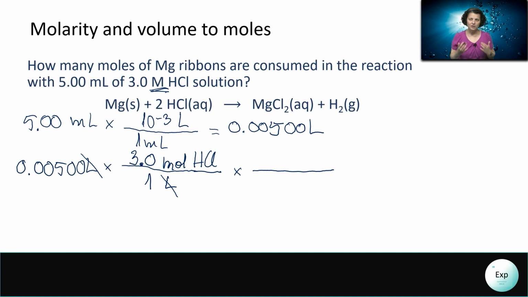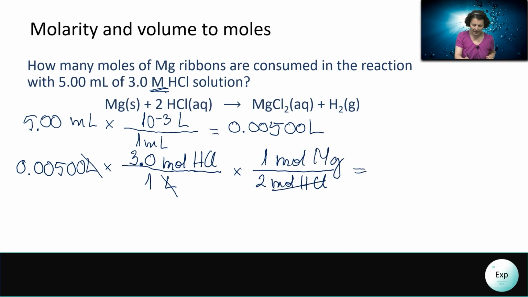Then we go back to the interpretation of the chemical equation. Every time we consume 2 moles of hydrochloric acid, we also need to consume 1 mole of magnesium. And with that, our moles of hydrochloric acid are canceled out, and we have our final answer. And we get 0.0075 moles of magnesium.